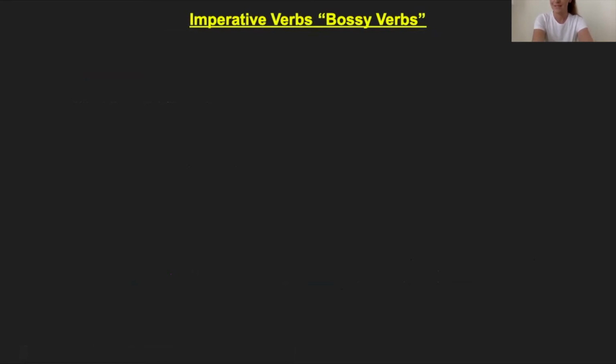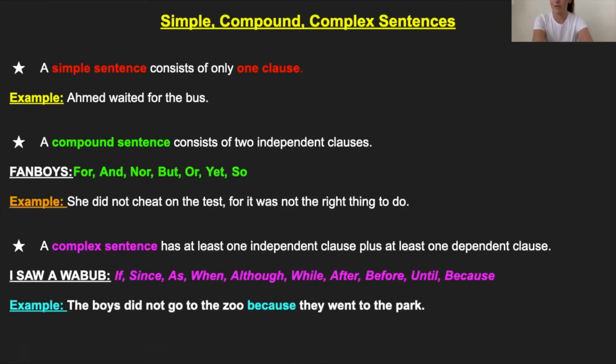So, a simple sentence is an independent clause. The compound sentence is two independent clauses, and it contains a fanboy, which is your conjunction. And then your complex sentence contains an independent clause, a dependent clause, and a conjunction using I saw a wobble. Fantastic. So, moving on to the next topic.